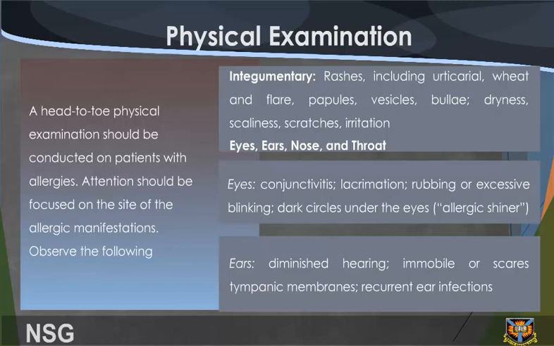Integumentary: rashes, including urticarial, wheal and flare, papules, vesicles, bullae, dryness, scaliness, scratches, irritation. Eyes, ears, nose and throat. Eyes: conjunctivitis, lacrimation, rubbing or excessive blinking, dark circles under the eyes, allergic shiner. Ears: diminished hearing, immobile or scarred tympanic membranes, recurrent ear infections.